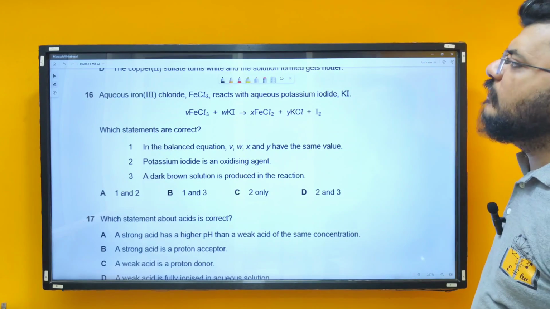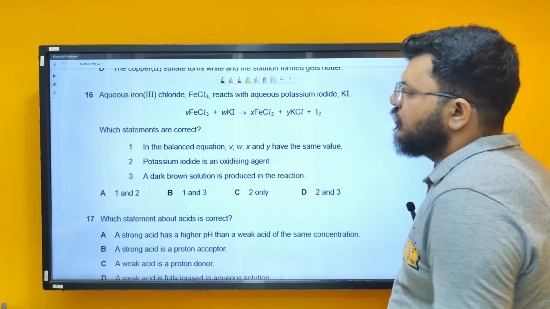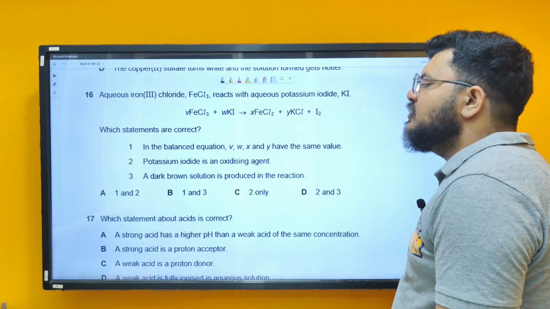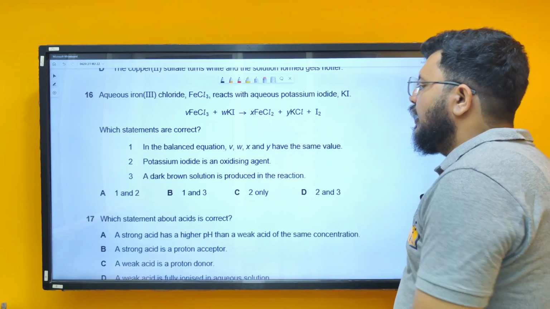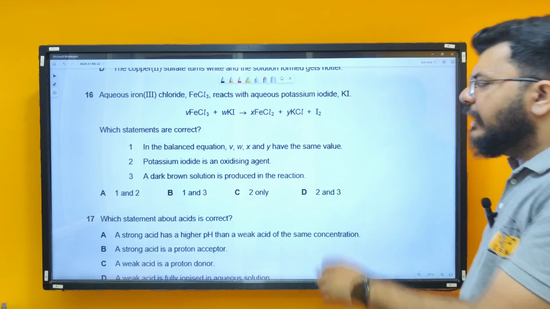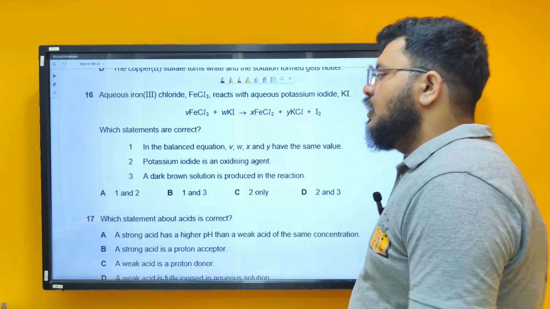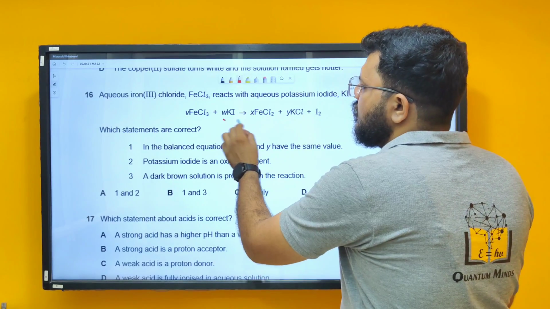Aqueous iron chloride, FeCl3, reacts with aqueous potassium iodide. This is the reaction. Which statements are correct? In the balanced reaction, V, W, X and Y have the same value. Okay, I don't want to balance it right now. Let's first look at other options. Potassium iodide is an oxidizing agent. So let's look at this.